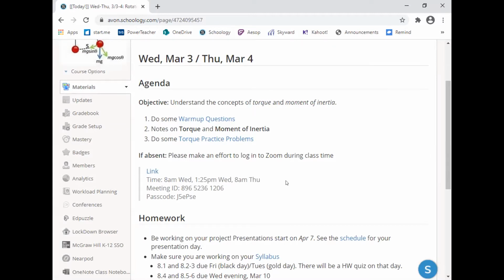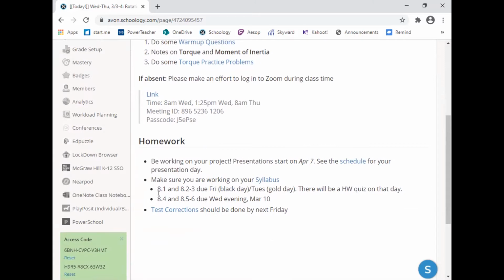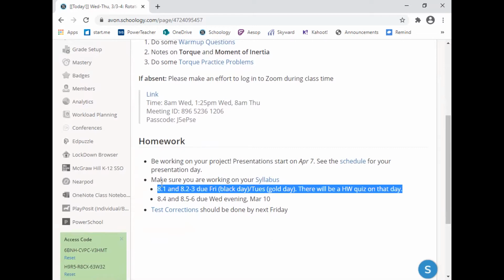So looking ahead, just a reminder, project presentations start April 7th. That is the Wednesday after spring break. And then I'm looking at a homework quiz next time I see you on just those first two sections. I'm doing the homework quiz early in this unit because I'm trying to build off of the first part. So that's going to happen next time I see you. And then after today, you'll also be able to do the second two parts of the syllabus. I opened up test corrections last class.